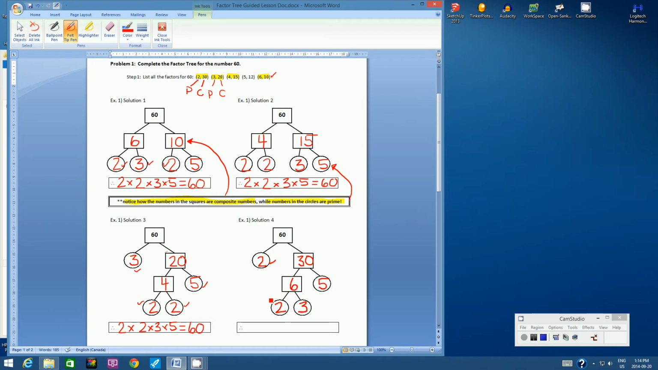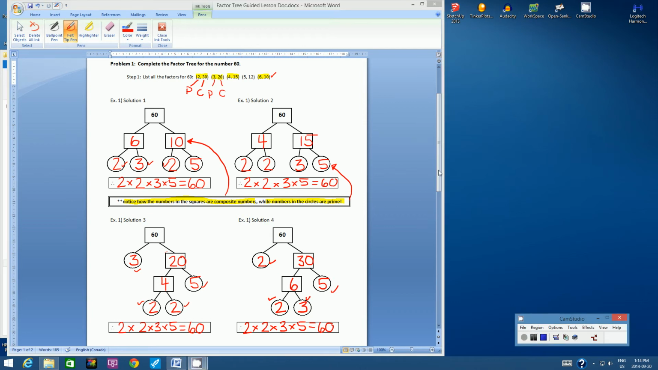Now remember, we have 4 prime numbers ending our tree, so we have to include all of those prime numbers. So we have 2 times 2 times 3 times 5 equals 60. And I'm hoping you're noticing that all of these prime factorization statements are identical, and they should be because they all reflect the answers to the number 60.